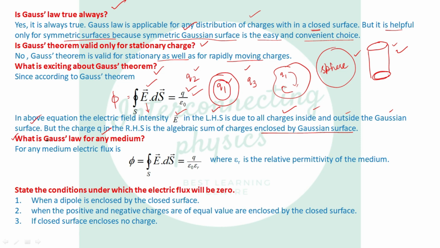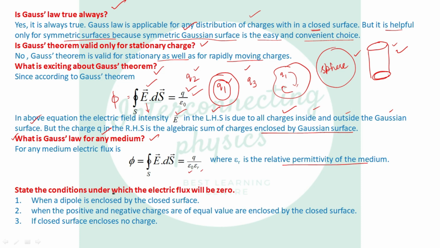Now what is the Gaussian law for any medium? For a medium it is Q over epsilon naught epsilon r, where epsilon r is the relative permittivity of the medium.